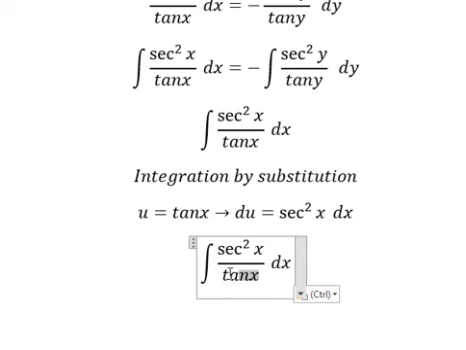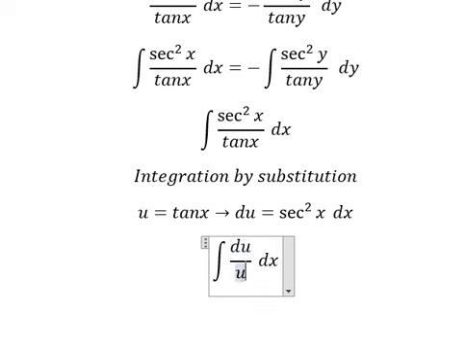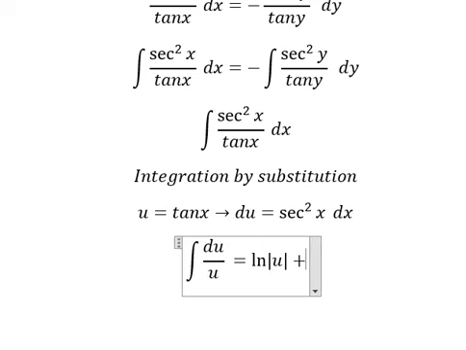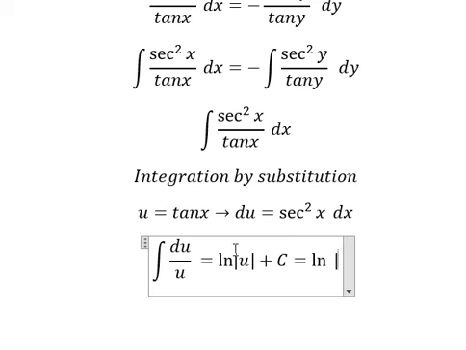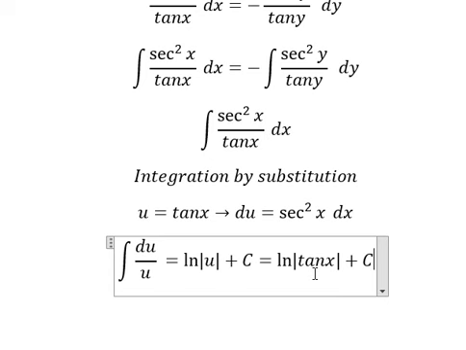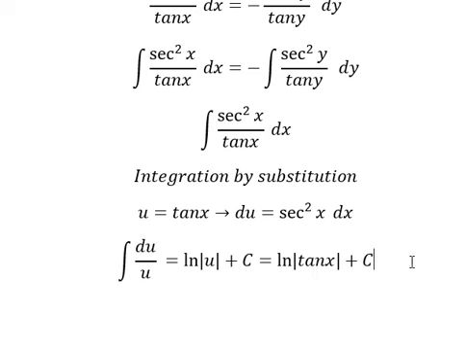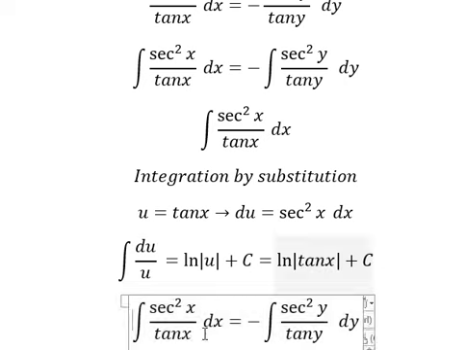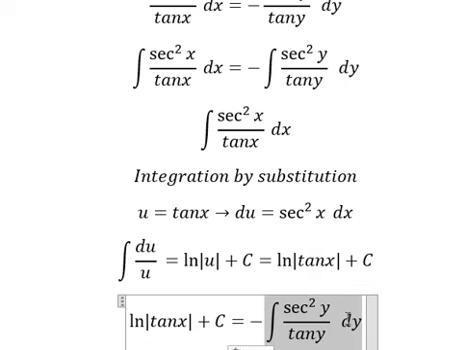This one we change for u. Secant squared x dx we change for du. The integration of this one, we have ln of the absolute value of u, and I will put plus c. Then, u is tan x. So this one, that is about this one. This one similar.